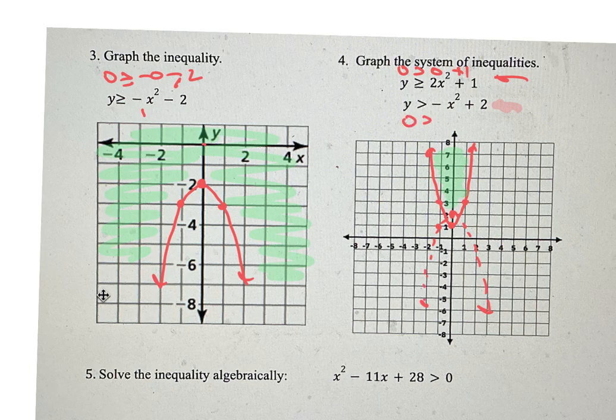So I'm going to go 0 is less than 0 plus 2. Is 0 greater than 2? No. So I'm not going to shade inside the parabola. I'm going to shade outside that parabola. Let me pick a different color here. So I'm shading outside here.